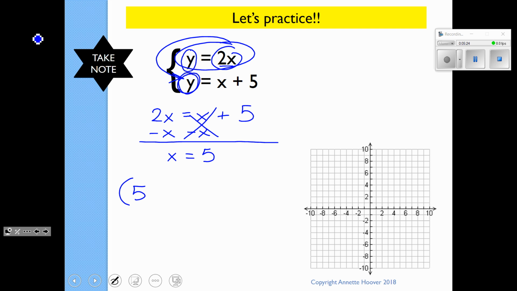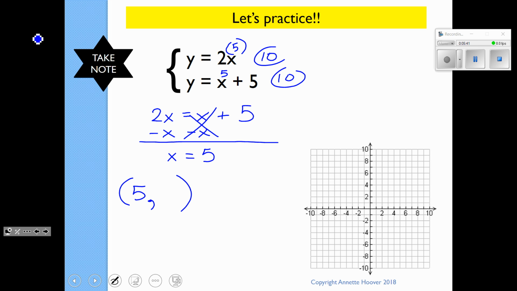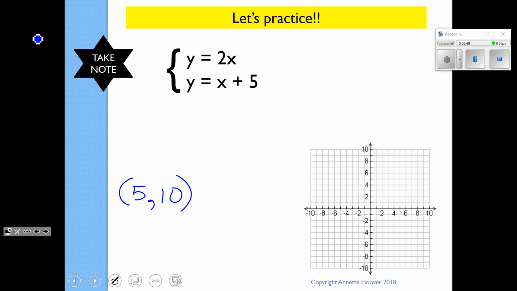Remember, we're looking for an ordered pair. We know the x is 5. We can now plug that 5 into either one of the top equations to solve. You're going to get the same result. If we plug in 5 right here, 2 times 5 is 10. If you plug in 5 here, 5 plus 5 is 10. You get the same solution. So we know y is 10. So that if I were to graph these two lines, they would cross at 5, 10.